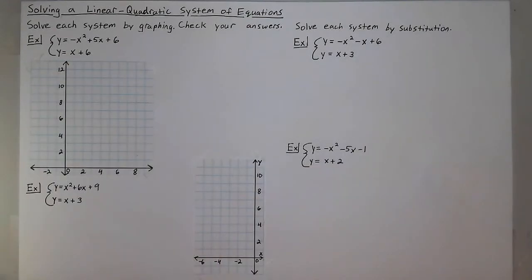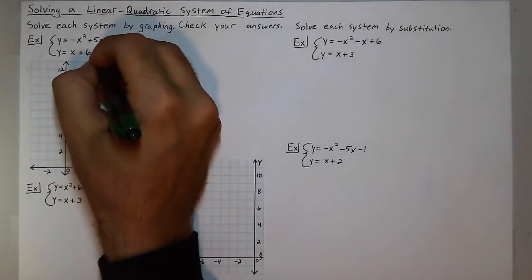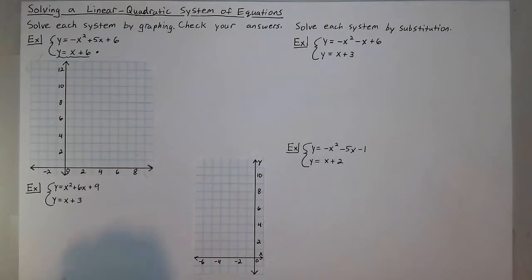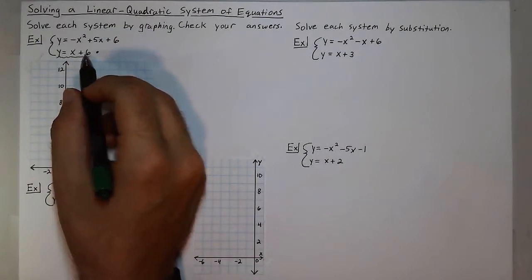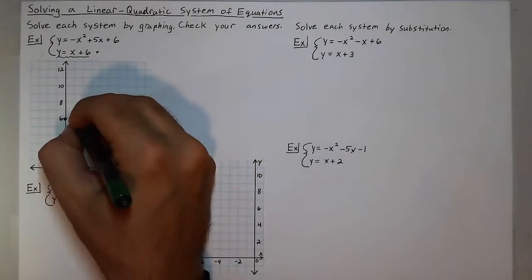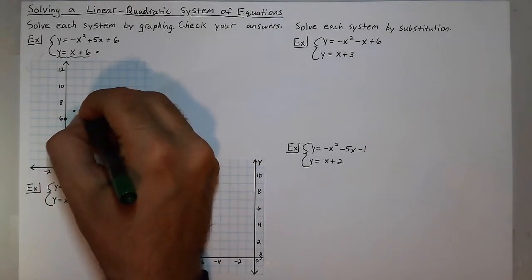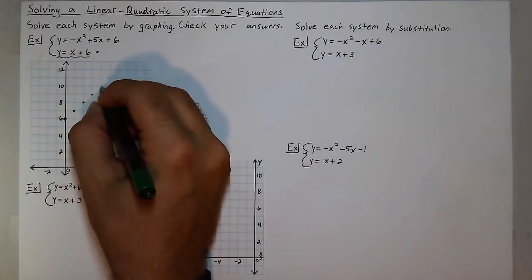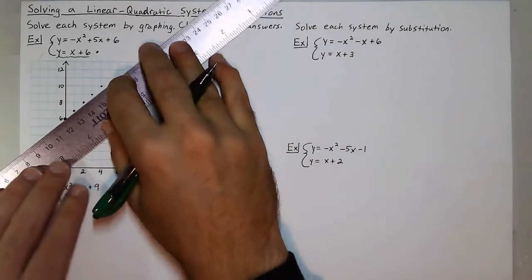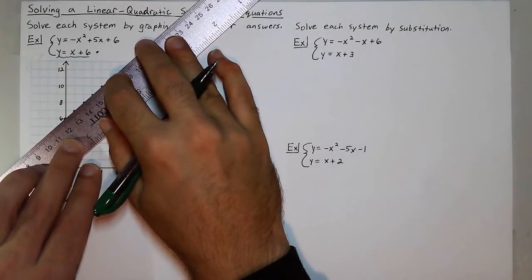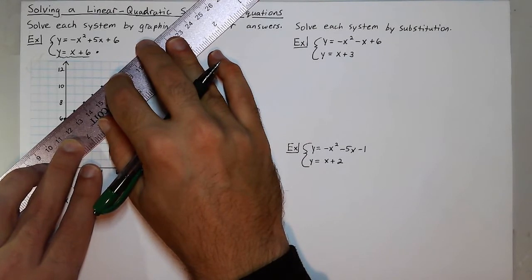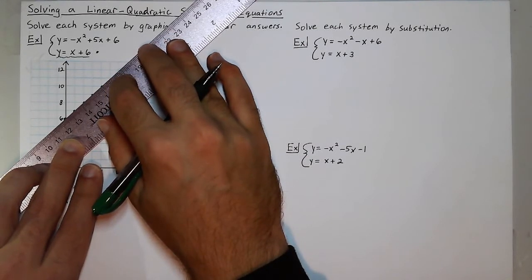So to do it by graphing, I like to start with graphing the linear function first, which I'll do with a green pen. And I see here it has a y-intercept of 6, and a slope of 1, so that's up 1 over 1. And I've definitely graphed about enough points there. So now I'll draw a straight line through them. Just lining that up.